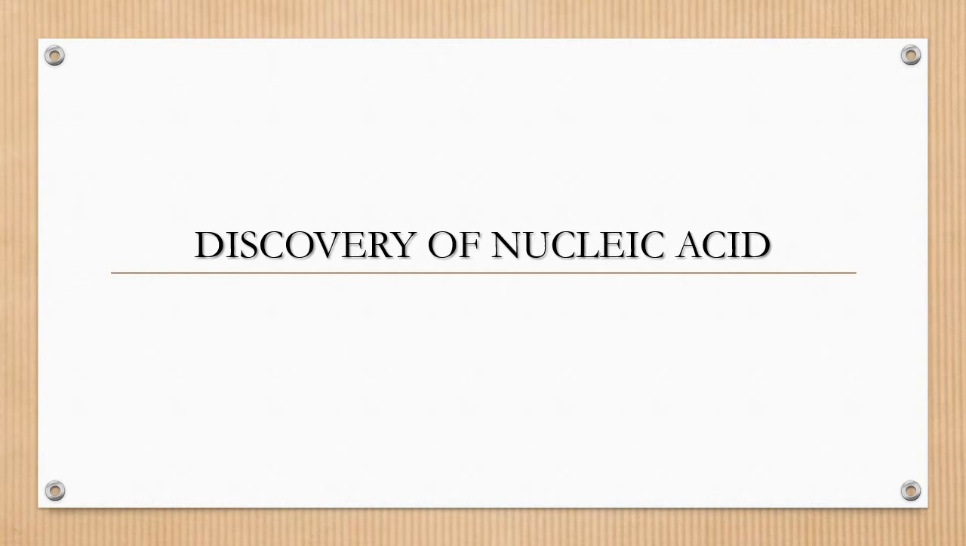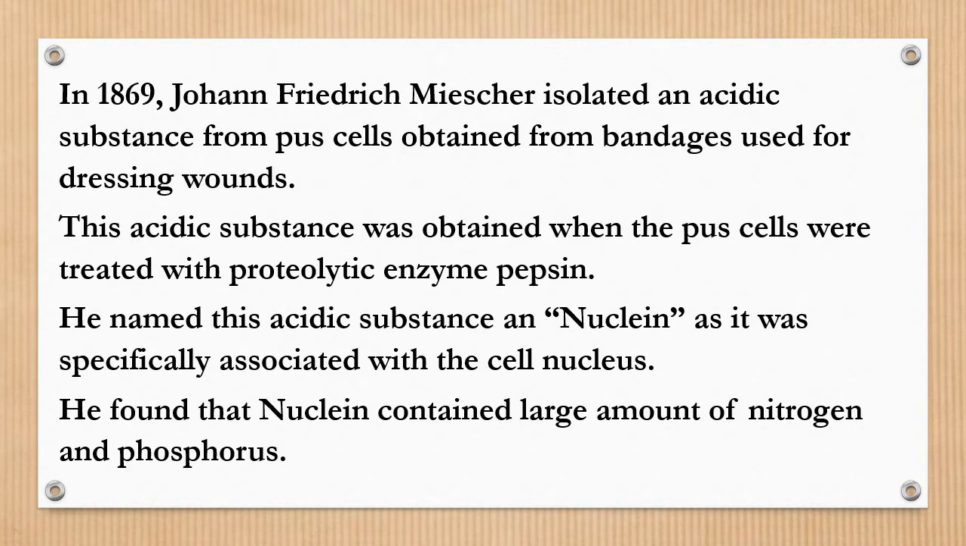Discovery of nucleic acid. In 1869, the scientist Johann Friedrich Miescher, whom we generally call Miescher, isolated an acidic substance from pus cells obtained from bandages used for dressing wounds. He collected the pus cells from those bandages and isolated an acidic substance.